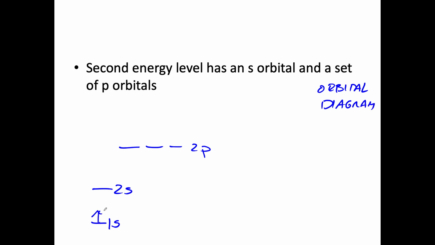And we're going to put electrons in here, 1, 2. Notice how I'm filling, positive and negative, and I'm not pairing up until I get all of them filled.